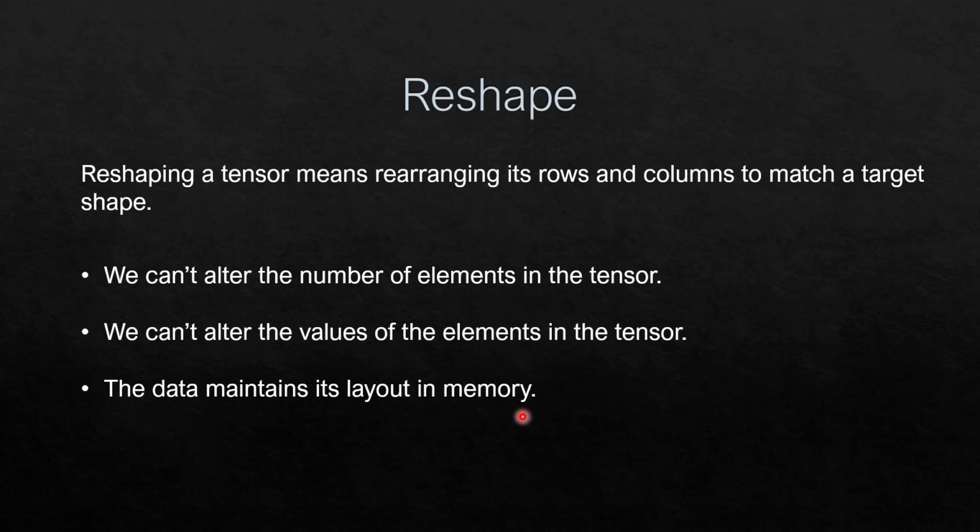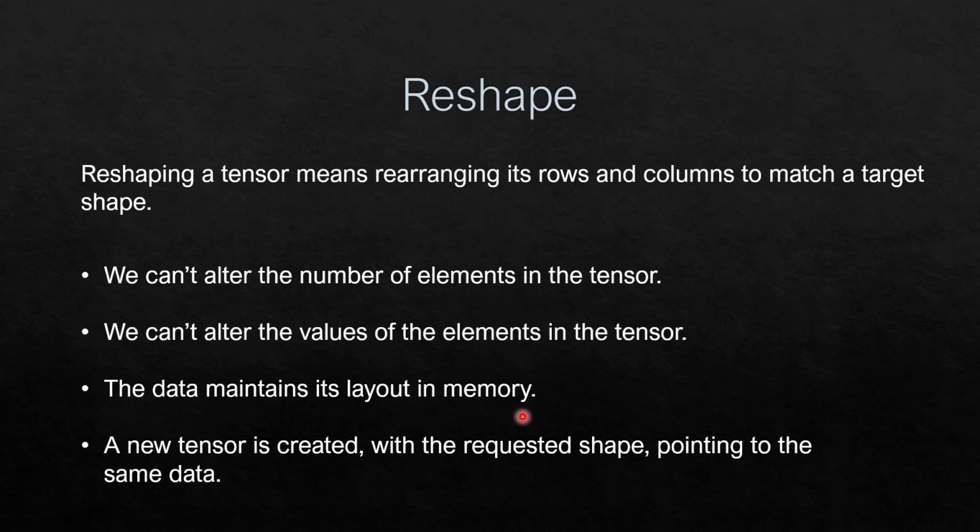The third thing is the data maintains its layout in memory. That means the sequence of the data. So when NumPy or TensorFlow reshapes a tensor, it reads the data sequentially and then fits it to that target shape. TensorFlow creates a new tensor with the requested shape, but it's pointing to the same data. And I think NumPy does not create a new array, it just gives a separate view of the data. So this is the definition of the reshape operation.